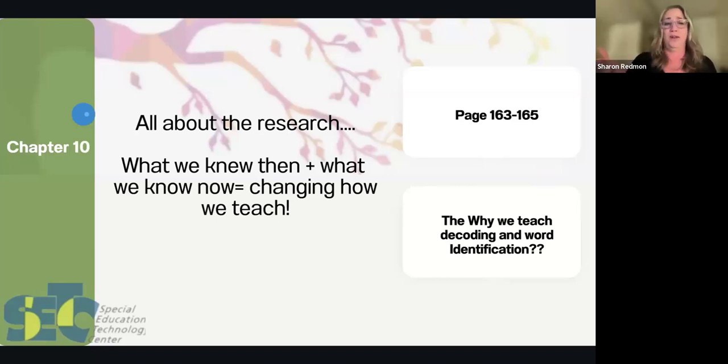Let's read this. What we know then plus what we know now equals changing how we teach. I mentioned that earlier, right? I think it's hard when you're working with a child that has complex communication needs and is an emergent learner, and still working with decoding and rhyming and doing all those things. We still know we need to do that work. We talked a lot in that chapter about what are some things that we can do, mostly with our conventional learners.